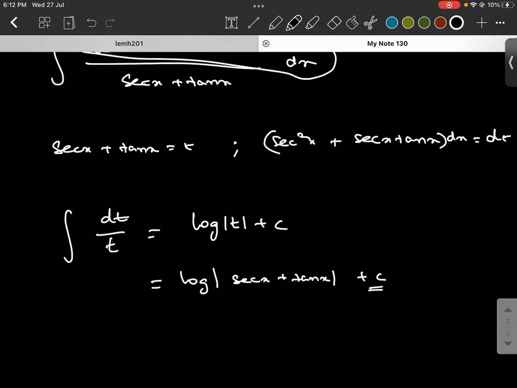I'll give you 2 minutes time. Think what you're supposed to do for cosecant x. Look at the derivatives table and think what you're supposed to multiply and divide it in the denominator.